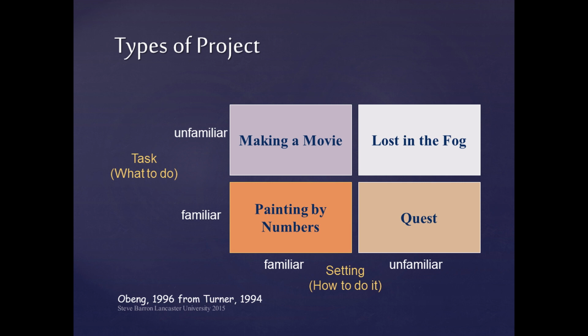Obeng refers to this type of project as lost in the fog. We cannot see where we are going and also are unable to get there. Many projects start as this type. Uncertainty and risk are high, though this can mean that there are many opportunities.